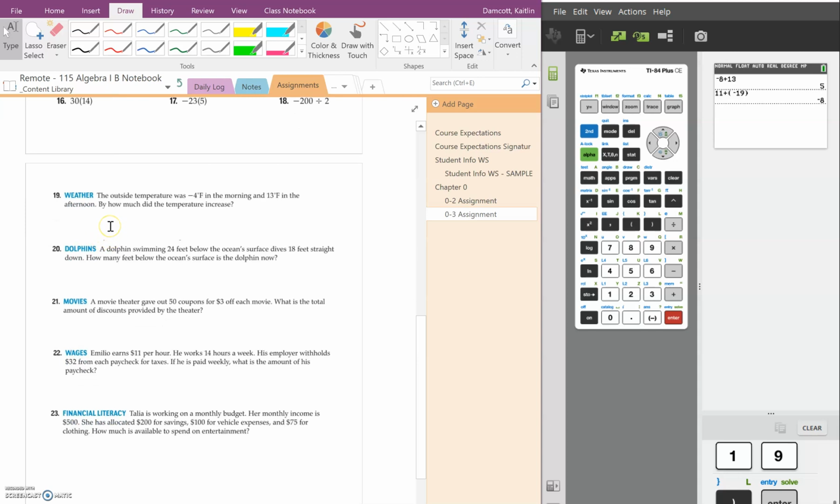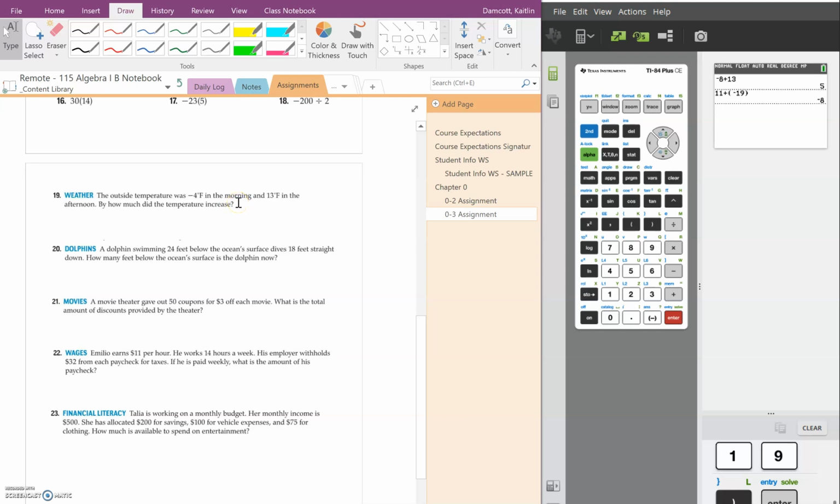Now for these word problems, what you want to do is write an expression that represents these word problems. So you're going to read through, find the important information. If you want to use the highlighting tools, you can certainly do that. But then you want to write your expression and then solve. So I'll do the first one with you. The weather. Outside temperature was -4 degrees Fahrenheit in the morning, and then 13 degrees Fahrenheit in the afternoon. How much did the temperature increase?